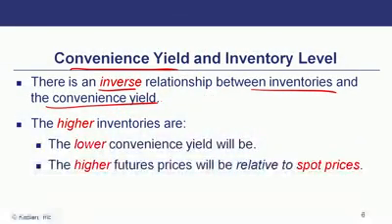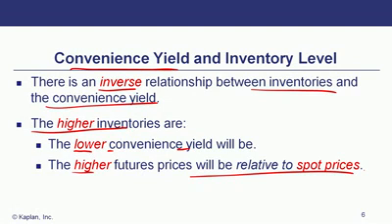So the lower the inventory, the higher the convenience yield. Stated equivalently, the higher the inventory, the lower the convenience yield. So what does that imply? Well, if we have high inventories, we have lower convenience yield. And if we have low convenience yield, we're going to have higher futures prices relative to spot prices. Why is that the case?